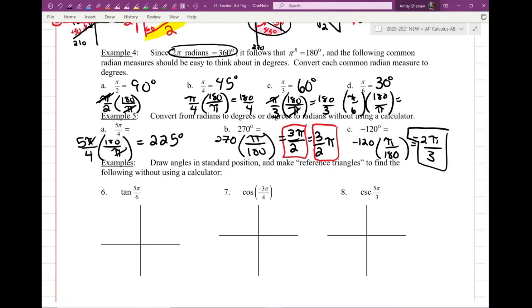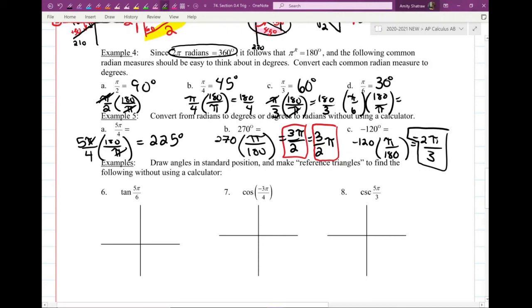So to draw angles in standard position, let's make the reference triangles to find the following without using a calculator. So tangent of 5 pi over 6. Before I even think about converting this over to degrees, because I usually don't bother, I know that something divided by 6 is either related to a 30 degree or a 60 degree. That's just something that I have memorized.